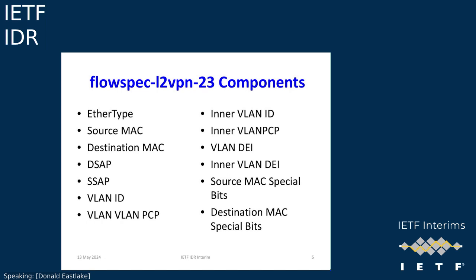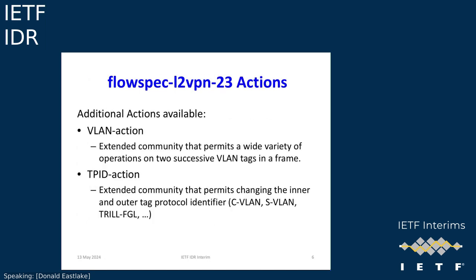Next slide. So there are those communities which are used in the layer two matching. And then there are two actions that are added. Now you probably should have had slides for these. The first one is called VLAN action. And it's an extended community that enables you to encode various operations on the VLANs. And it assumes you might have single or double tagging. So you can do things like push another VLAN tag onto the frame, causing it to simply be inserted after the MAC addresses and before the rest of the frame, and quite likely before an already existing VLAN tag or not. You can swap the inner and outer VLAN tags. You can pop the top-level VLAN tag off of the frame.